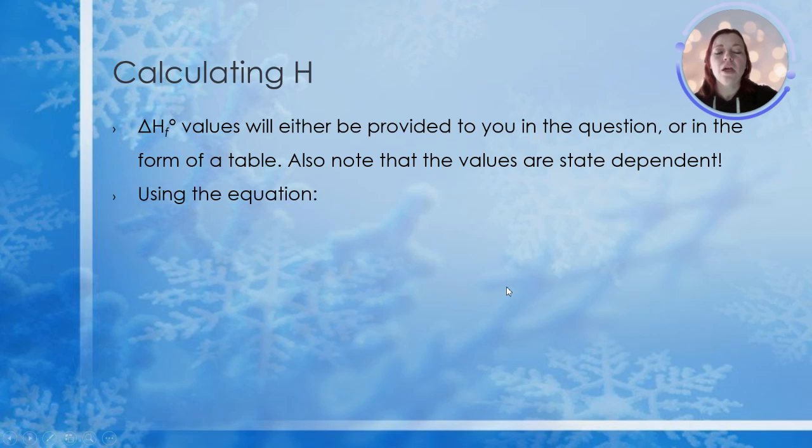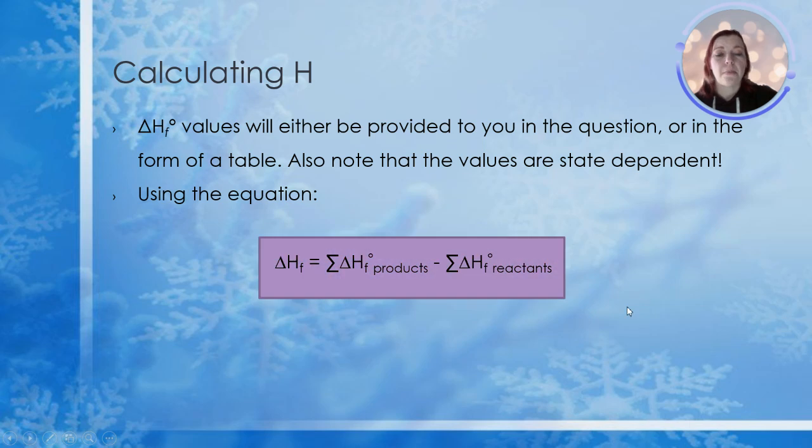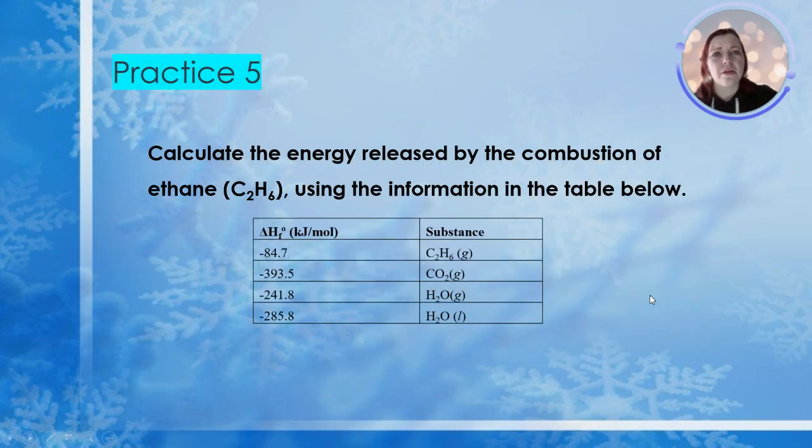So using the equation, delta H is equal to the sum of the delta HF standard of your products minus the sum of the delta HF standard of your reactants. In this unit, pretty much all the time, unless we're thinking about bond enthalpy, it's going to be products minus reactants, as it is here. This can help us find the delta H standard of an equation. The easiest way to think about this is just to do a practice. So we're going to do a practice.